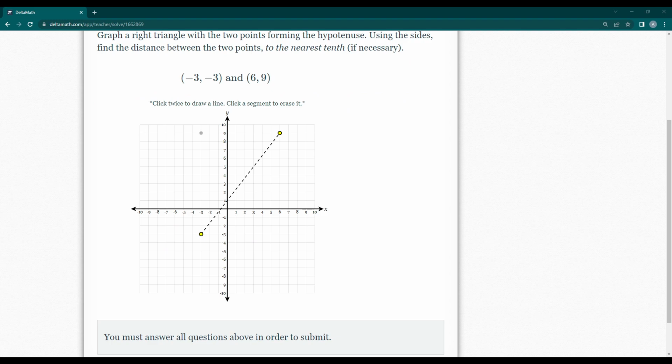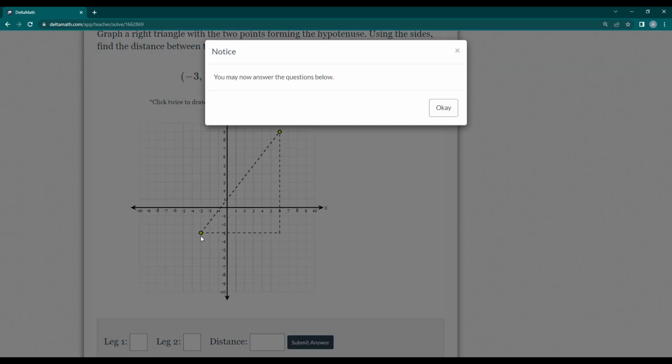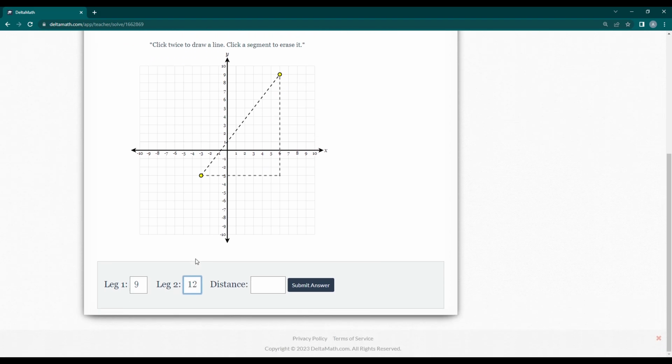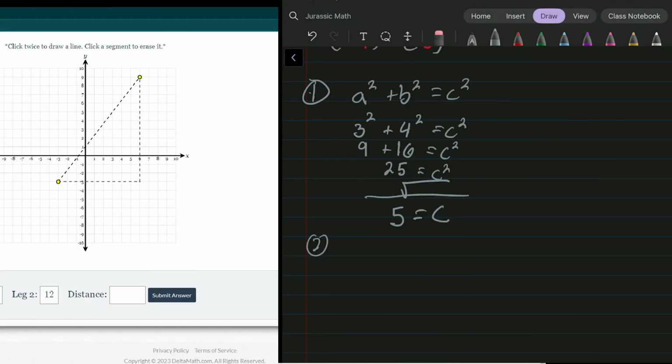So, here's our next one. Once again, click on one of the yellow dots. Go all the way over, and then move it until it's a straight vertical line. Click and click. There we go. And now we count boxes. 1, 2, 3, 4, 5, 6, 7, 8, 9. 9. 1, 2, 3, 4, 5, 6, 7, 8, 9, 10, 11, 12. 12. Then I go back to my iPad.